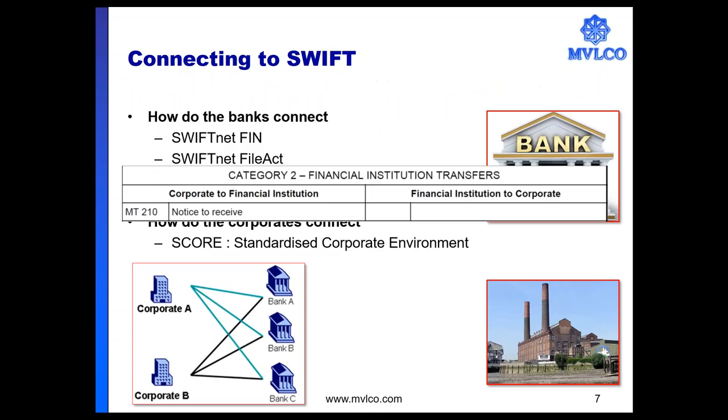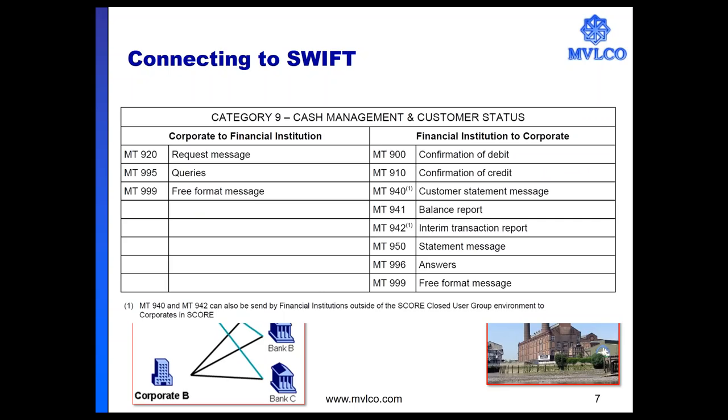Now let's move further and look at what category 2 messages can be exchanged between a corporate and the bank. A corporate can send an MT210, notice to receive, which also I'm going to discuss at a later point of time today. But a bank does not send any category 2 message to the corporate. Now again, we are limiting our discussion to the corporates using the standardized corporate environment. The third type is category 9. Because our discussion will be focused on category 1, category 2 and category 9, I'm explaining only those messages which a corporate and a bank can exchange between them.